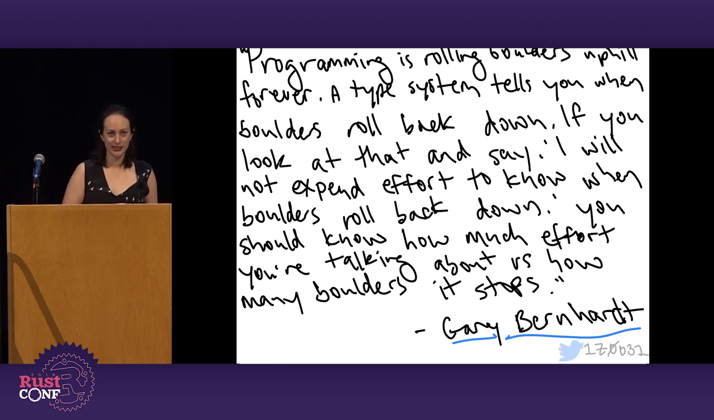Basically, Gary Bernhardt, he of Wat fame, also the Future of JavaScript, or Life and Death of JavaScript, I think it's called, had this quote the other day: "Programming is rolling boulders uphill forever. A type system tells you when boulders roll back down. If you look at that and say, I will not expend effort to know when boulders roll back down, you should at least know how much effort you're talking about versus how many boulders it stops."